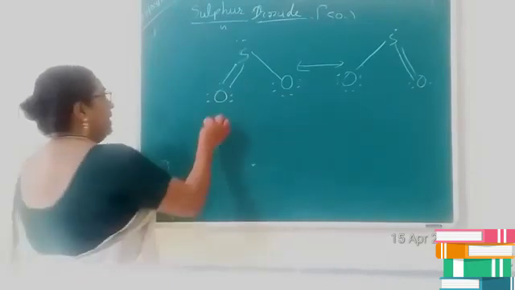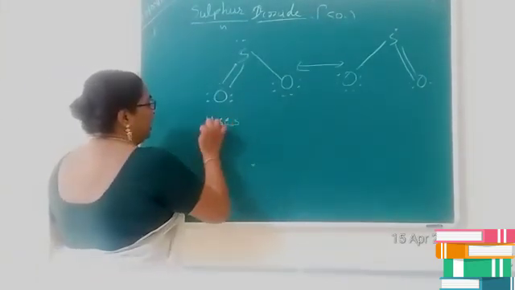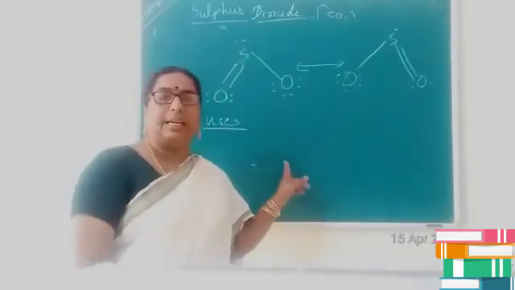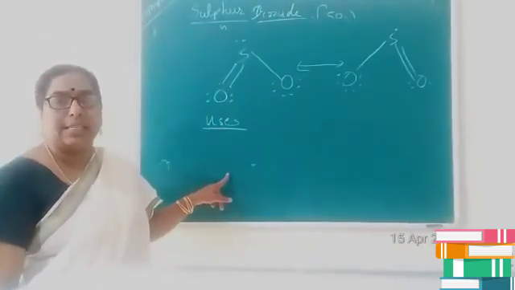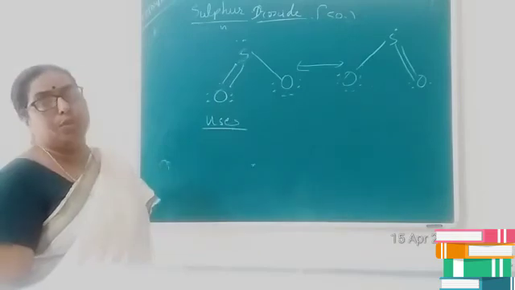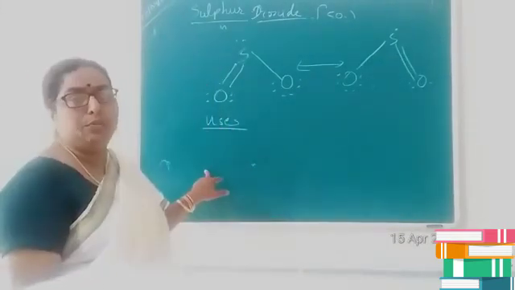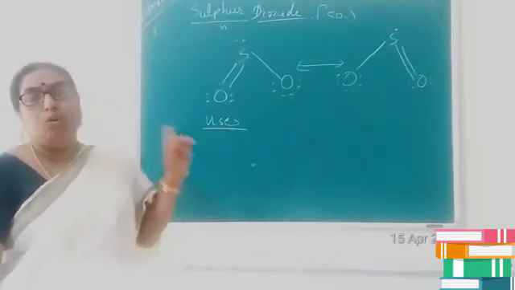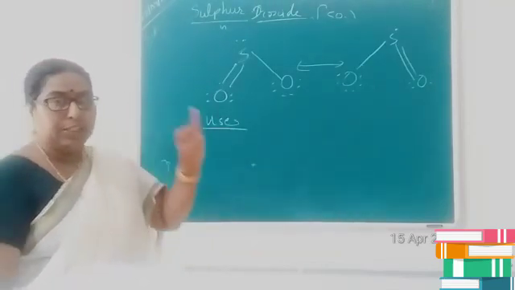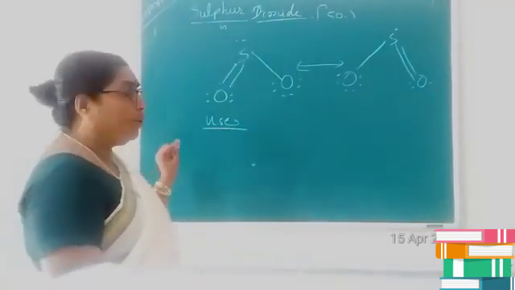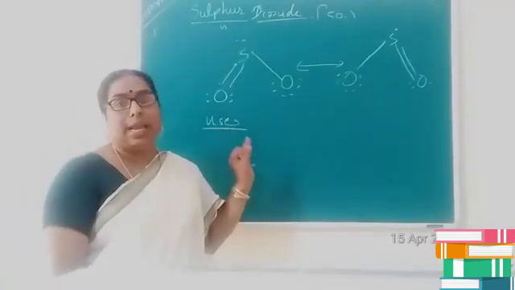Now, if you consider the uses of sulfur dioxide, we can say that sulfur dioxide is used in refining of petroleum as well as in the sugar industry. It is used for the refining of petroleum and sugar, as well as for bleaching wool and silk. It is used as a bleaching agent for wool and silk.